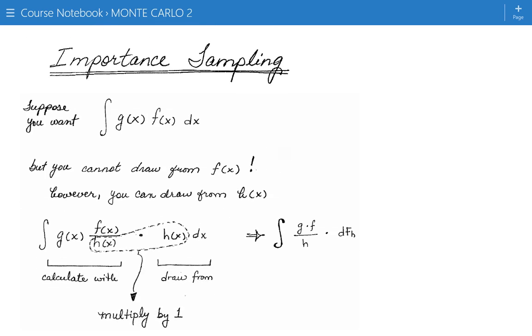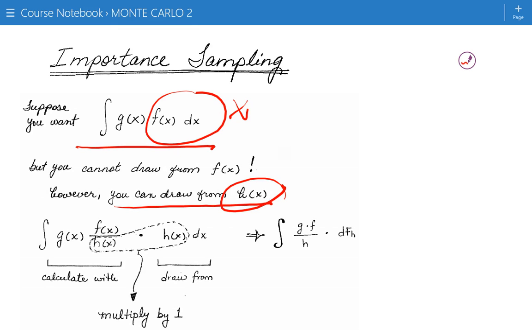Another way is called importance sampling. Let's suppose you want to calculate this integral, but you cannot draw from that distribution. However, you have some other distribution that you can draw from. Well, if you multiply and divide by h, I'm not changing anything in the integral, in fact. It's just multiplying by 1, by multiplying and dividing by the same thing. And so that gives us a new integral of g times f divided by h.